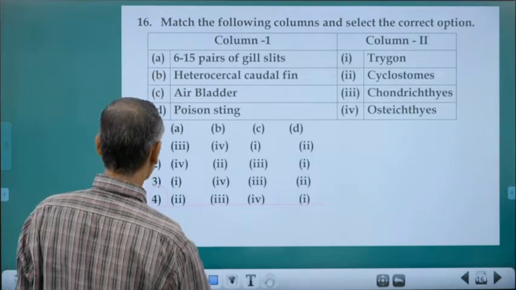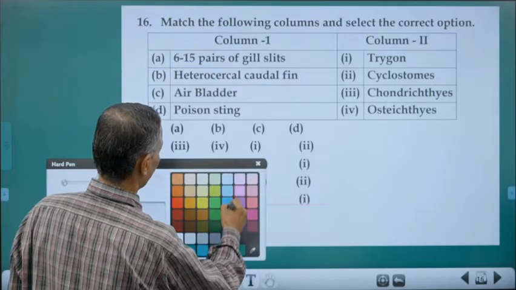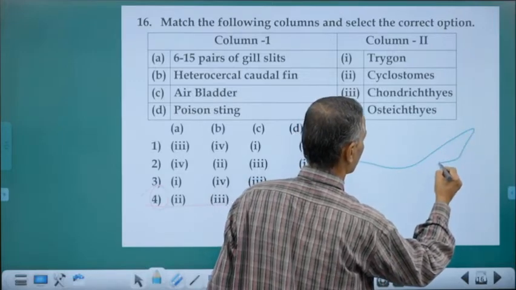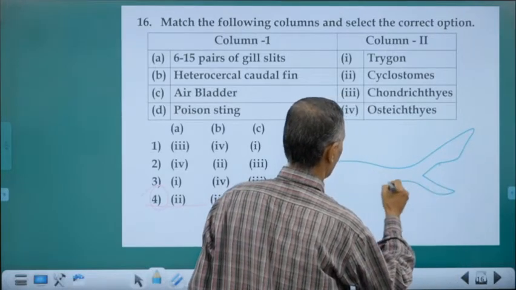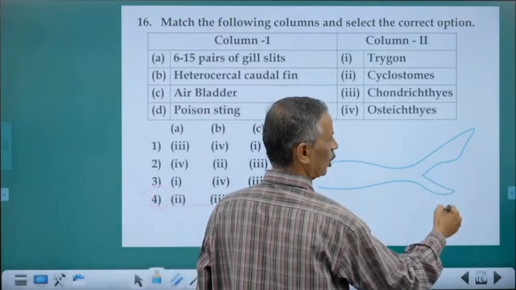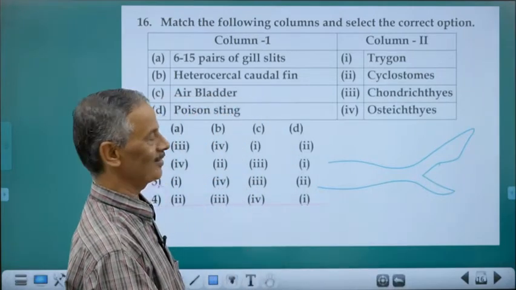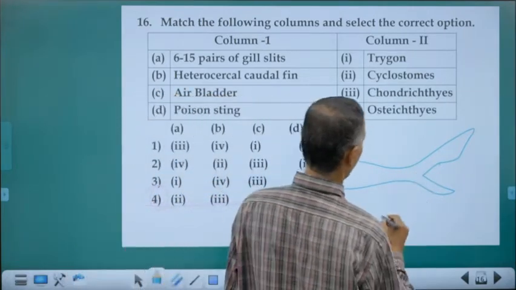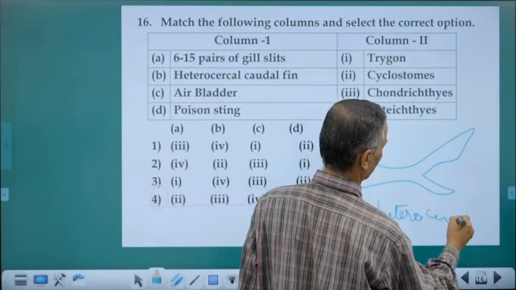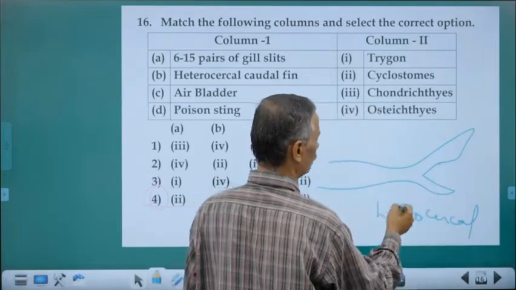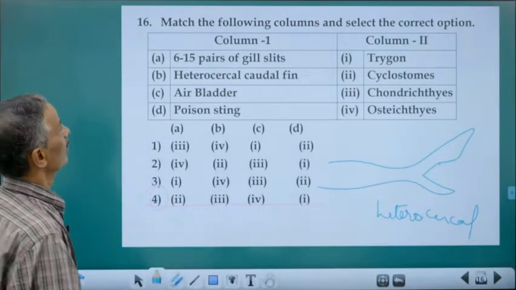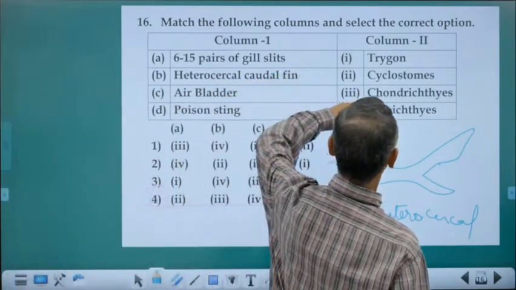What is the meaning of that heterocercal caudal fin? Here, the tail fin consists of 2 lobes, an upper larger one and a lower small ventral one. Clear? This type of fin is called heterocercal. Hetero means different, circa means about the tail, around the tail. The fin is having 2 differently shaped lobes. That is the meaning. So heterocercal caudal fin is characteristic of cartilage fishes.